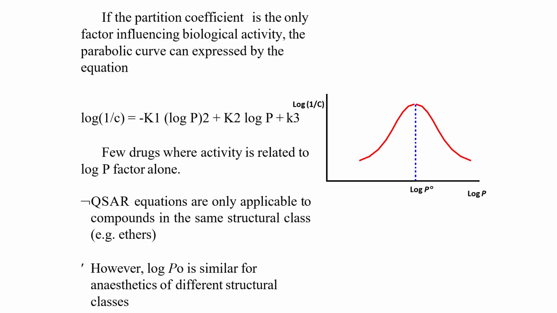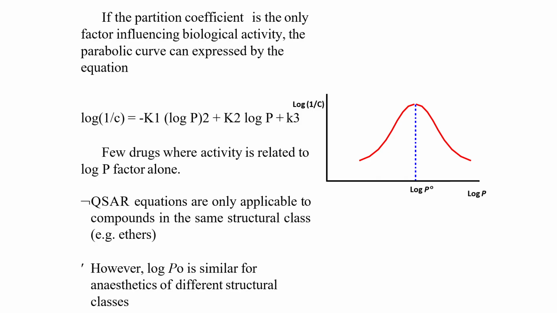So we expect a parabolic curve when we are talking about any one drug and the result shown by that drug, if it is going to affect the biological activity. The graph obtained must be a parabolic curve, expressed in this equation: log of 1/C is equal to K1 log P squared plus K2 log P plus K3. There are few drugs where activity is related to the log P factor alone.